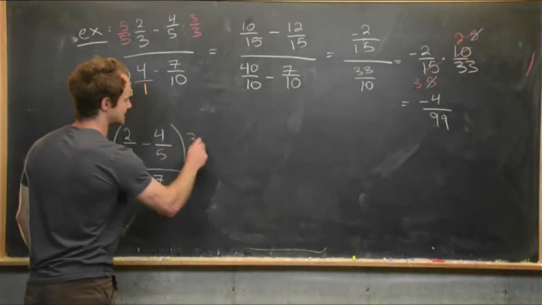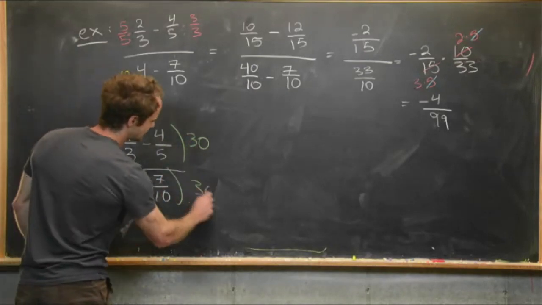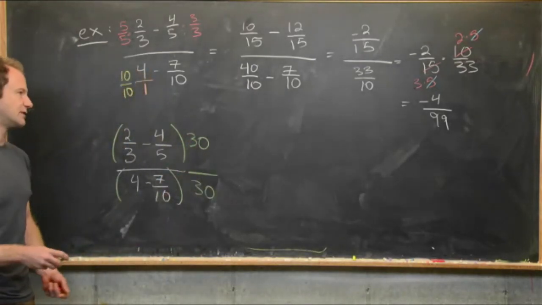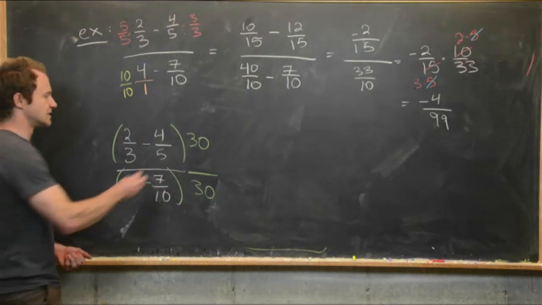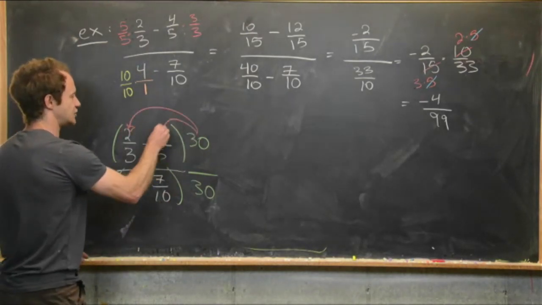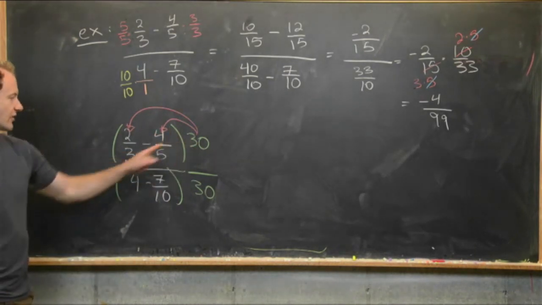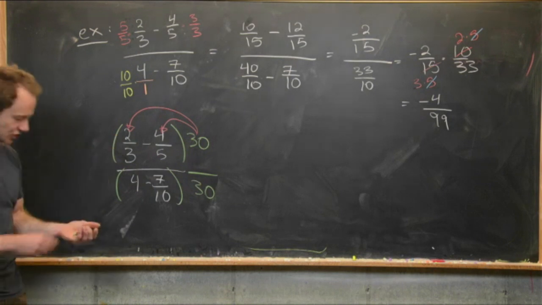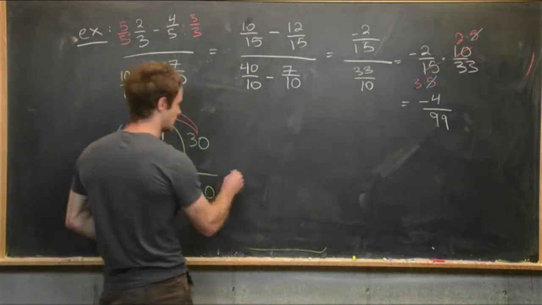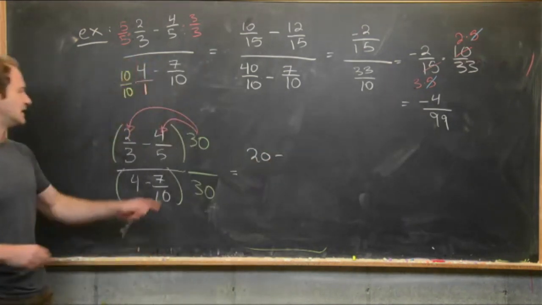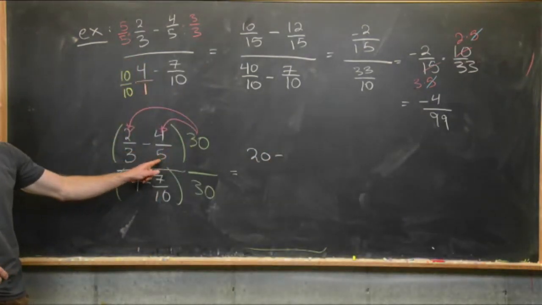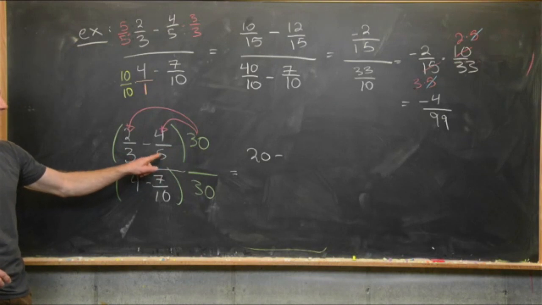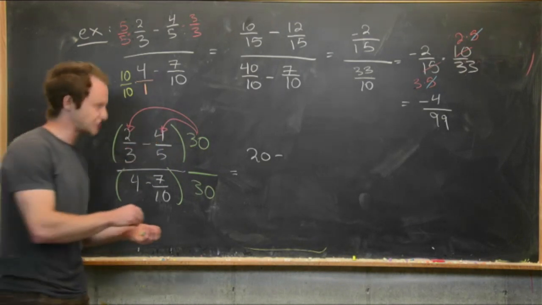So if I multiply the entire numerator by 30 and the entire denominator by 30, I can actually simplify my life quite a bit. So if I do 30 times this 2 over 3, so notice the 30 and the 3 is going to cancel down to 10. And then we'll have 10 times 2, which is 20. So here we'll have 20 minus. And then here we have this 30 is going to cancel with this 5 to give us 6. And then, well, let's see, we'll have 6 times 4, which is 24.